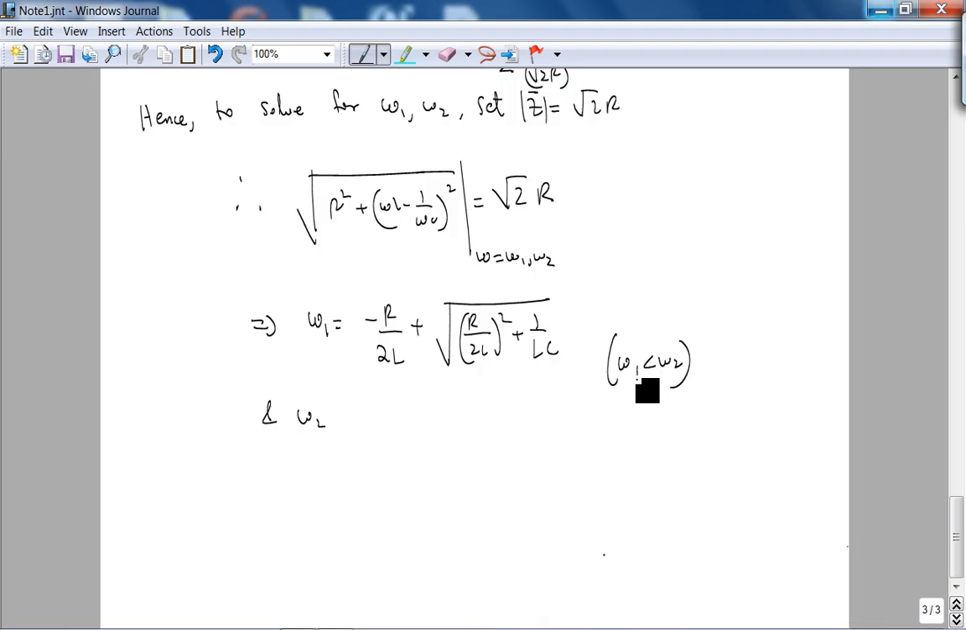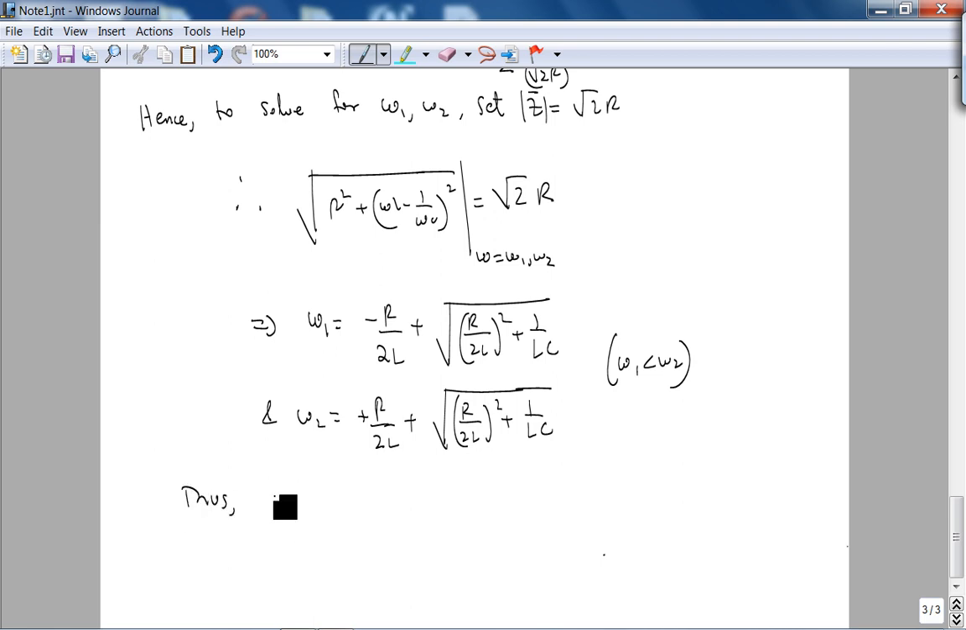So continuing, we assumed omega 1 is less than omega 2. So this is going to be R over 2L plus square root of (R over 2L) the whole squared, plus 1 over LC, okay?